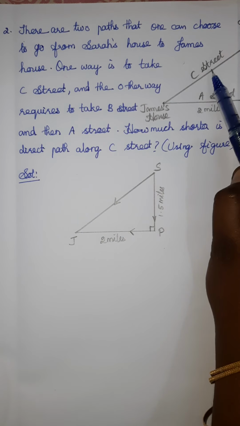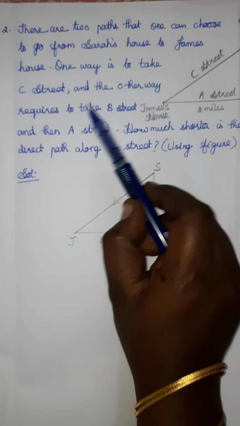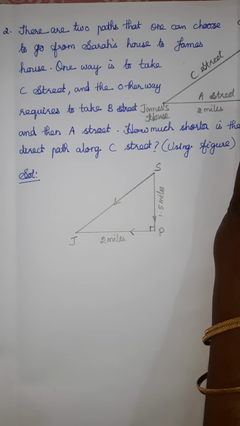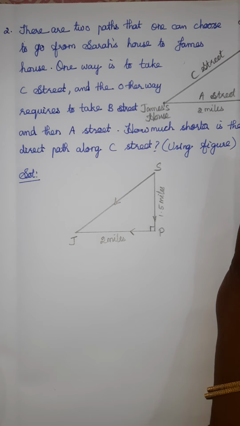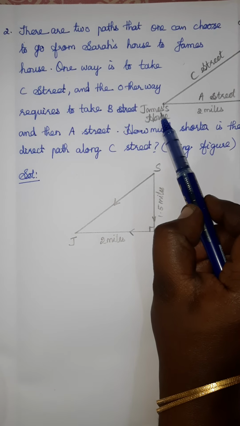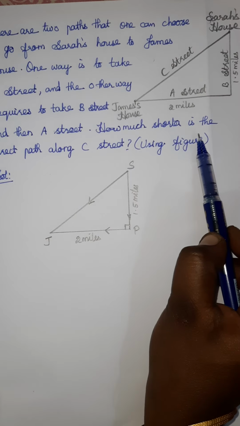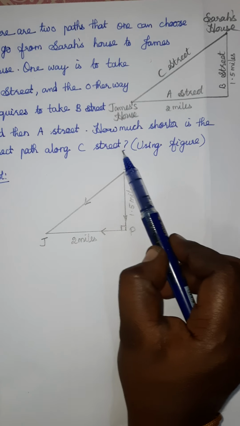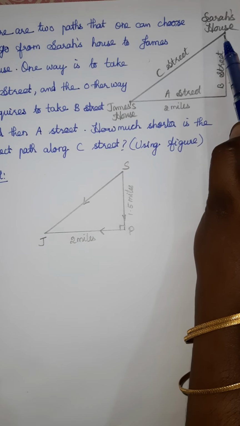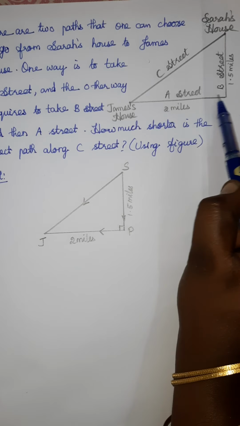From Sarah's house through the C Street you can go to James' house, and the other way requires taking B Street, then A Street. First from Sarah's house you come through B Street, then you go through A Street and you can reach James' house. How much shorter is the direct path along C Street? We know this direct way through C Street is shorter than choosing these two streets.